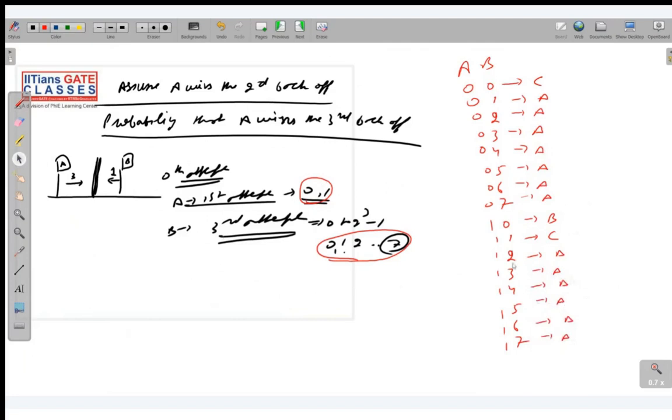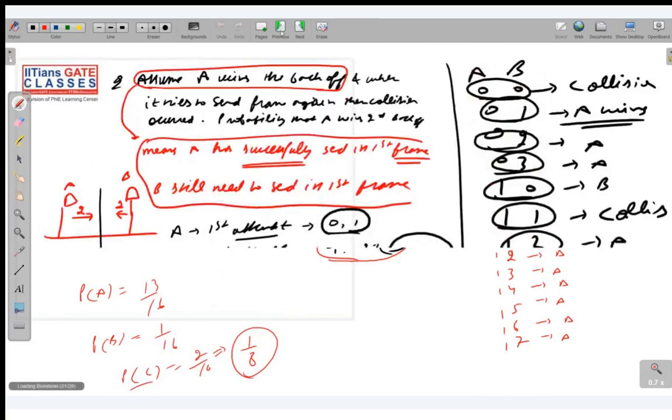So what is the probability that A wins the third back off? So 1, 2, 3, 4, 5, 6, 7, 8, 9, 10, 11, 12, 13. 13 upon 16. Probability that B wins the third back off is 1 by 16. Collision chances are 2 by 16. That is 1 by 8. So are you getting it now? Yes, sir. Probability of collision is 1 by 8.